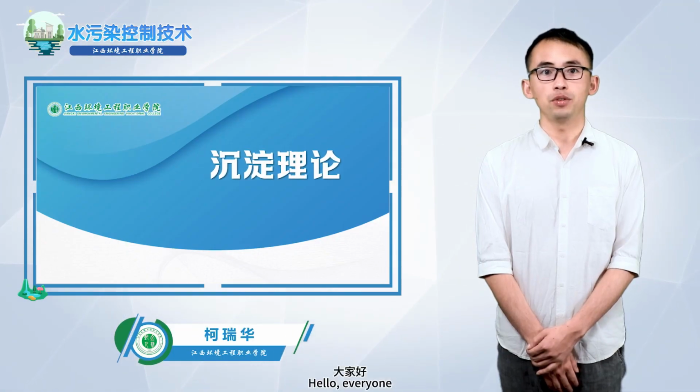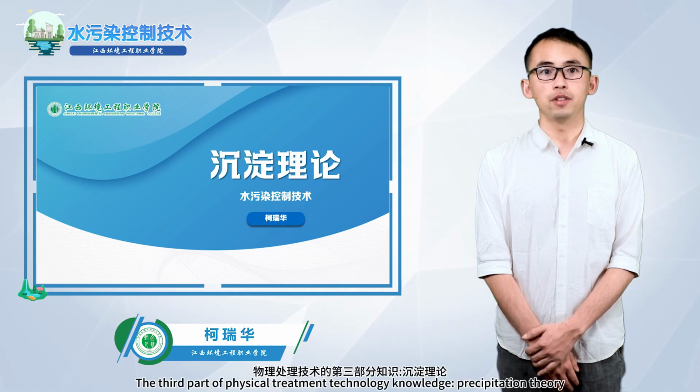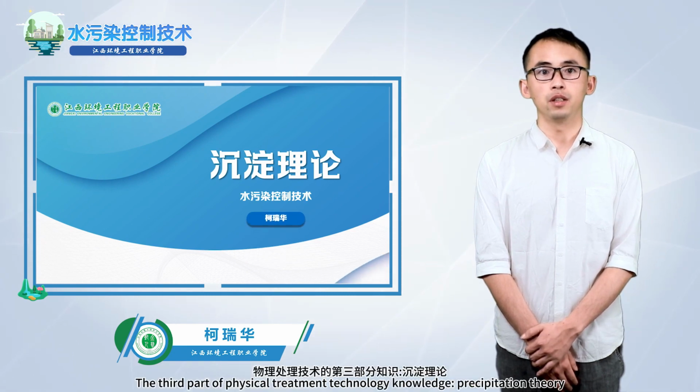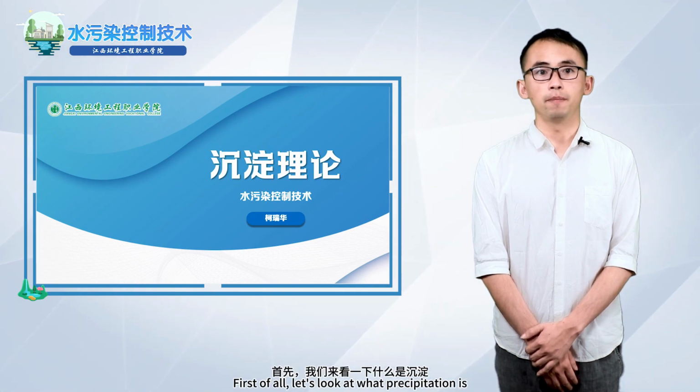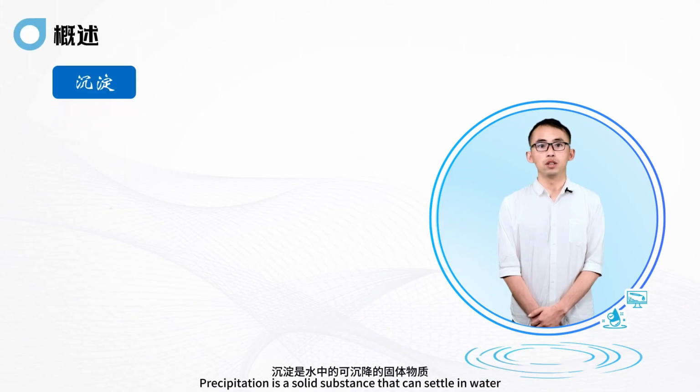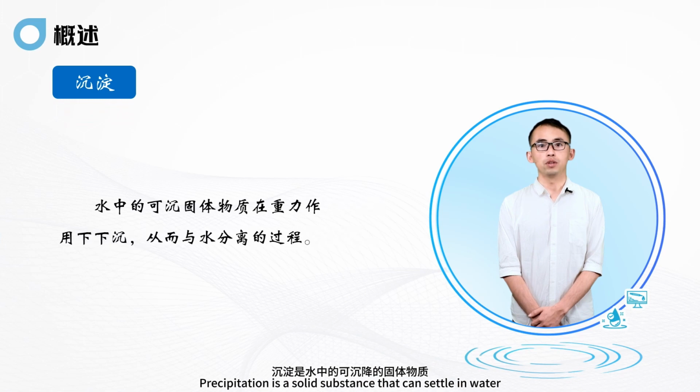Hello, everyone. We're going to study today the third part of physical treatment technology knowledge, precipitation theory. First of all, let's look at what precipitation is. Precipitation is a solid substance that can settle in water, under the action of gravity, sinking, thereby separating from water.